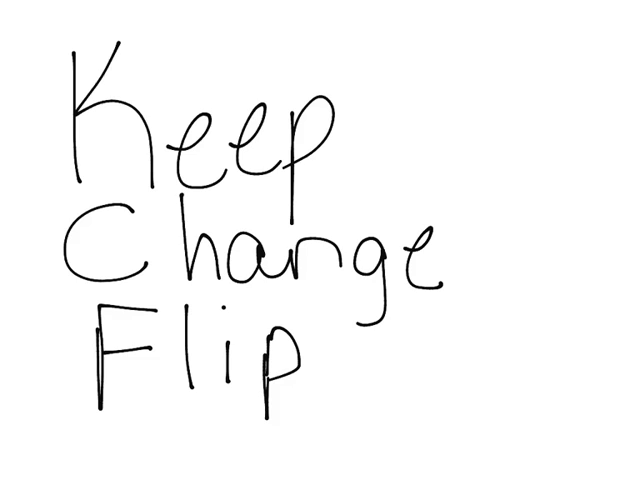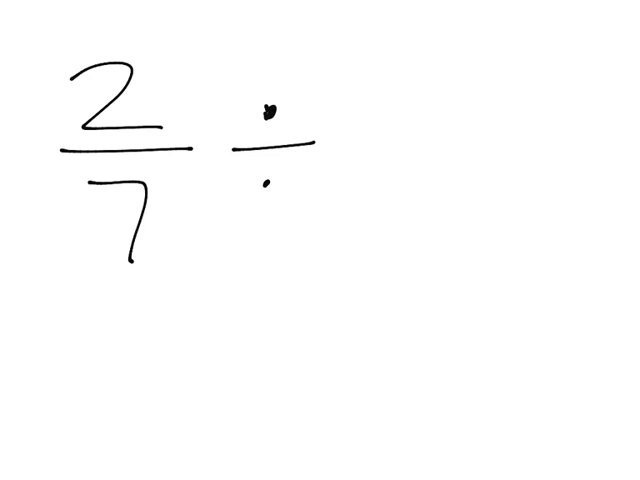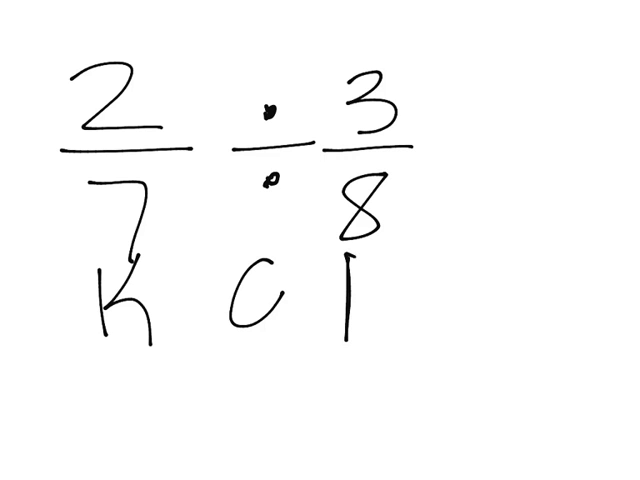So let's start off by dividing a fraction by a fraction. So we have 2/7 divided by 3/8. Okay? So we want to keep the first fraction, change the sign, then flip the second fraction. So now we have 2/7 times 8/3.